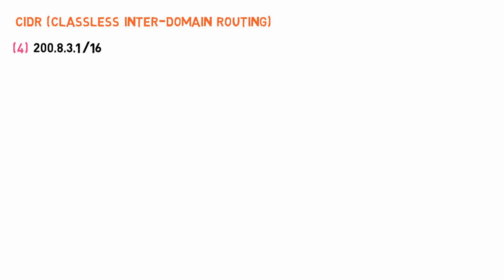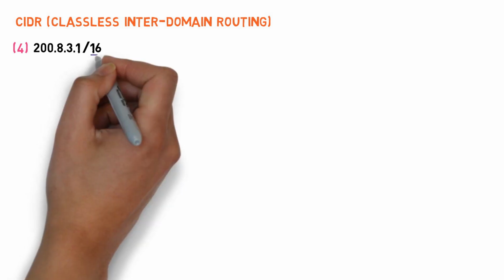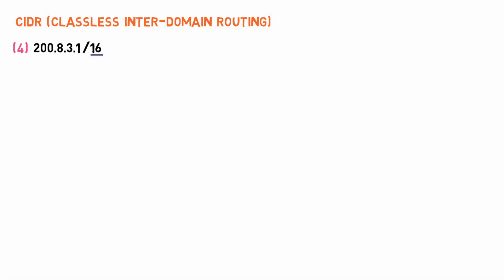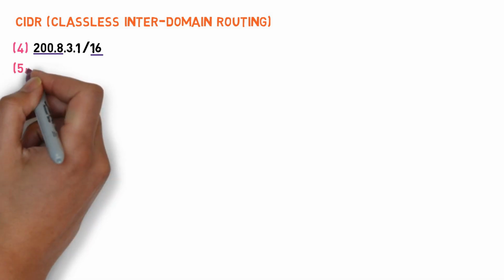This slash notation is the convention used to specify how many bits describe the network ID. So in this case, 16 bits describe the network ID. That is the 16 most significant bits. In this case, these are 200.8. So 200.8 is the network identifier and 3.1 is the host identifier. Consider addresses 5 and 6.